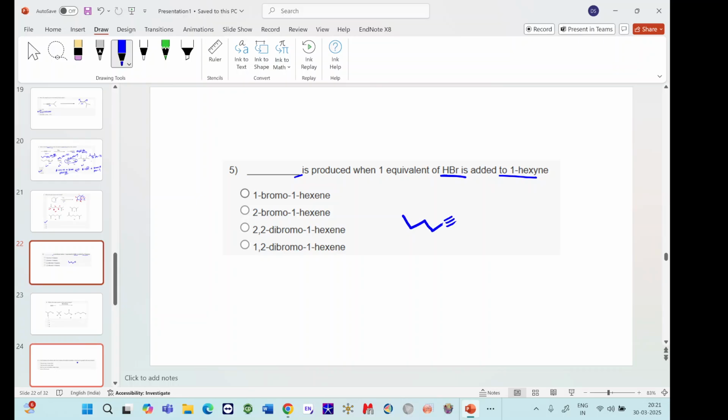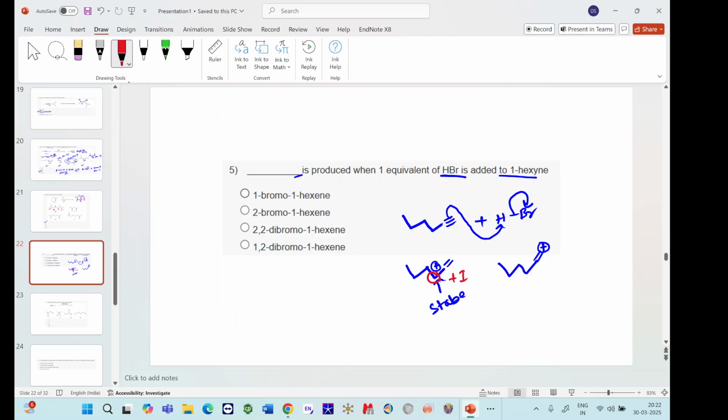1-hexyne. Then we are adding HBr. As an electron rich compound, it will come and attack the proton and bromine minus will be generated. Now you have to check this carbocation or this carbocation, which one will be stable. As per my knowledge, I think this one will be stable because it has an additional methyl or methylene group that can donate the electron. This has a plus I effect that can donate the electron and stabilize the carbocation.